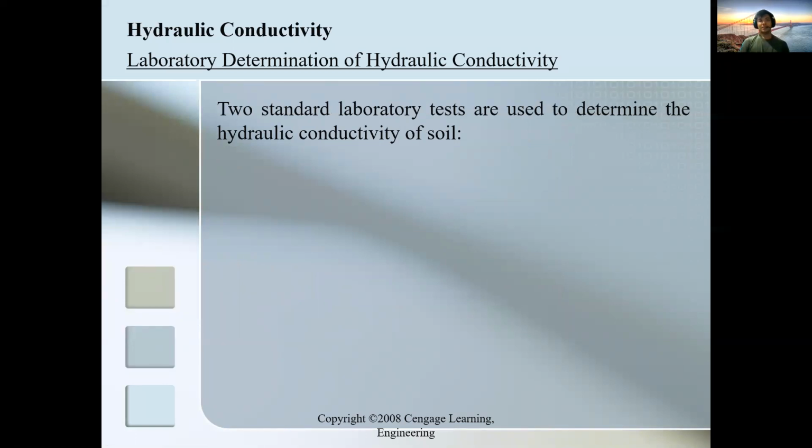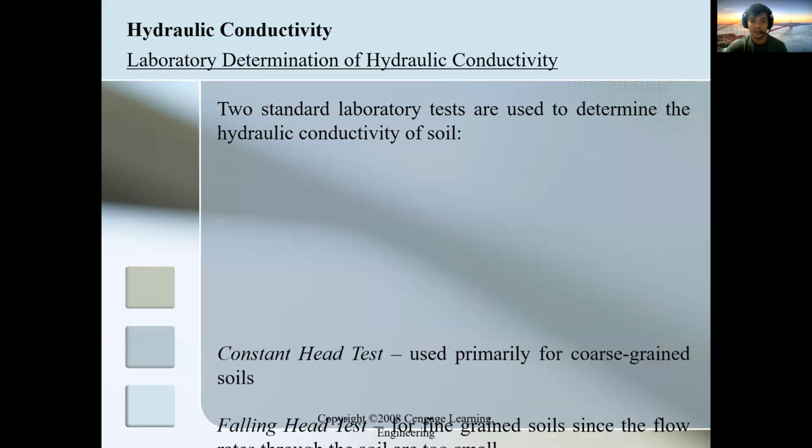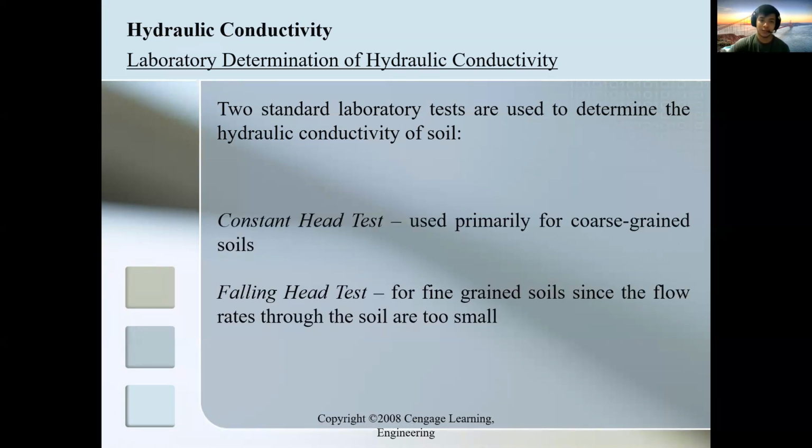Okay, so let's head to the laboratory experiment in determining the hydraulic conductivity of your specimen. So there are two laboratory tests to determine the hydraulic conductivity of your soil. And these are the constant head permeability and the falling head permeability test. So the constant head will be used for coarse grained soils and the latter will be used for fine grained soils.